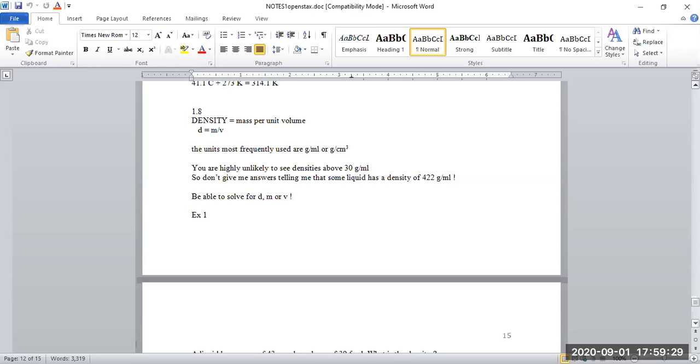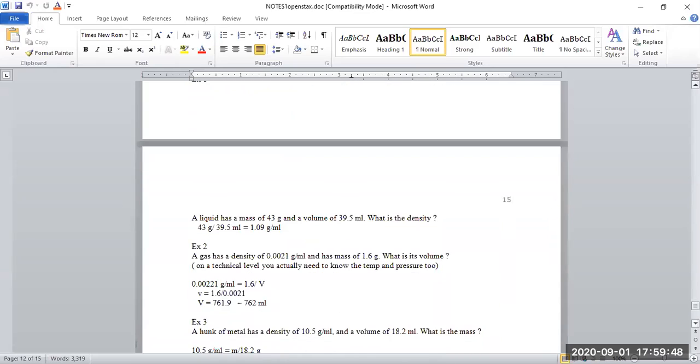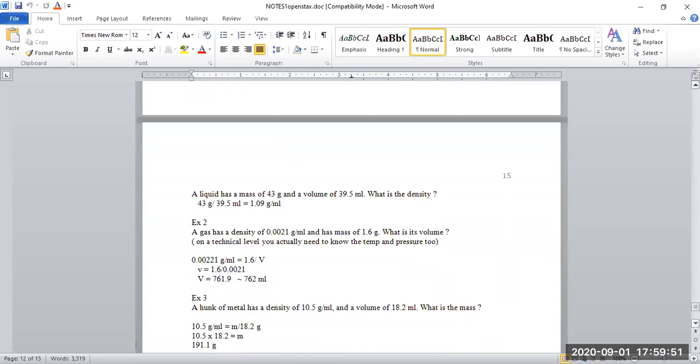So keep that in mind when you're actually doing the math part. All right, since this particular equation has 3 parts to it, the D, the M, and the V, you've got to be able to solve for all 3. So I decided to give you one straightforward usage as the first one. If you have a liquid, you know its mass is 43. You know its volume is 39.5. That one's really standard. Put the M on the top, put the V on the bottom, divide. You get 1.09 grams per milliliter.